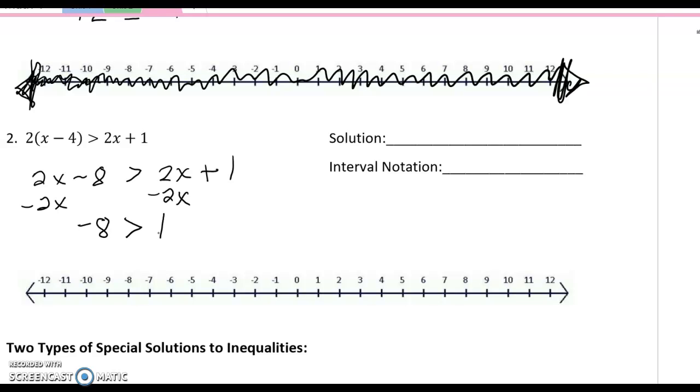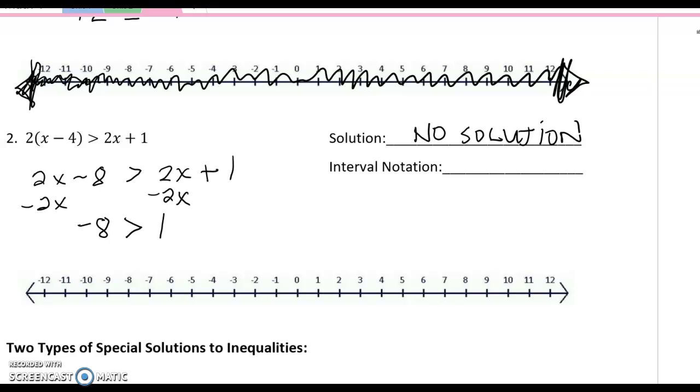Here again is the situation where the variables disappeared. And I'm left looking at a statement that's telling me that negative 8 is greater than 1. Negative 8 is not greater than 1. That statement is false. So what does that mean for our solution? It means that there is no solution. In trying to solve for x, our variable disappeared, and we were left with a statement that we know is not true. That's telling us that there is no solution.